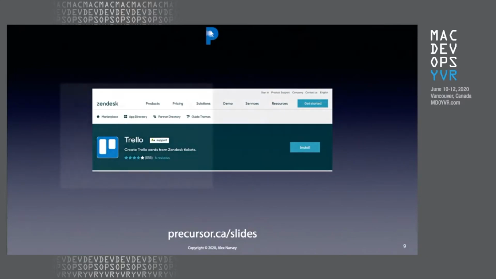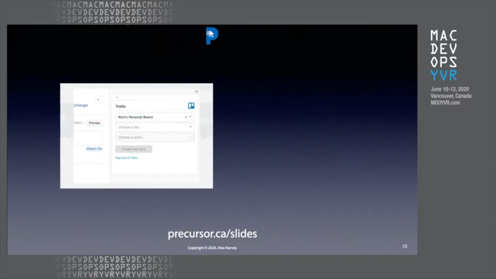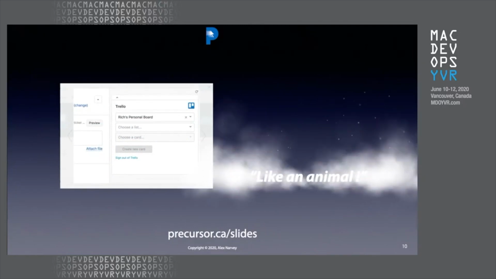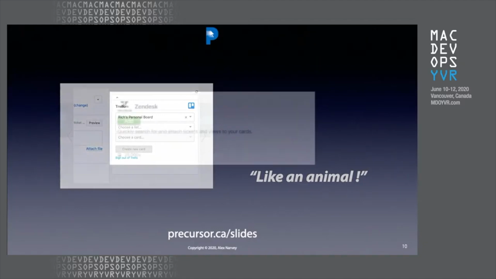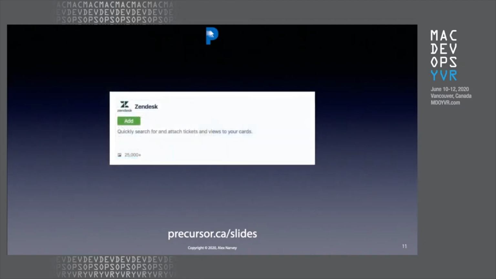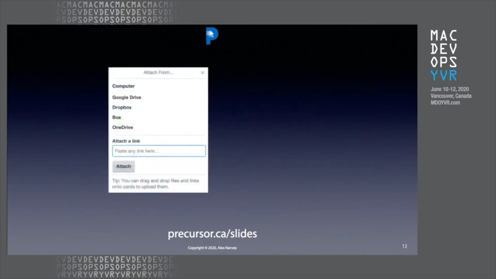The Zendesk Marketplace already has a Trello integration that can create Trello cards from Zendesk tickets. That sounded great. But it turned out that all that did was install a button in Zendesk that you could click to manually create a card in Trello, like an animal. And I didn't want to have to log into Zendesk and do any manual labor. On the Trello side of things, Trello has something called a Zendesk PowerUp. But to use the PowerUp, you have to manually paste in the URL of a Zendesk ticket. Again, like an animal.